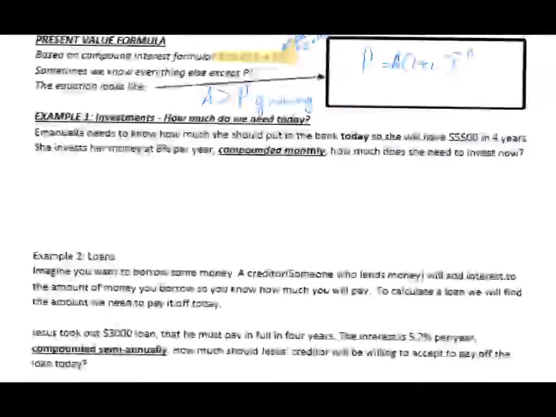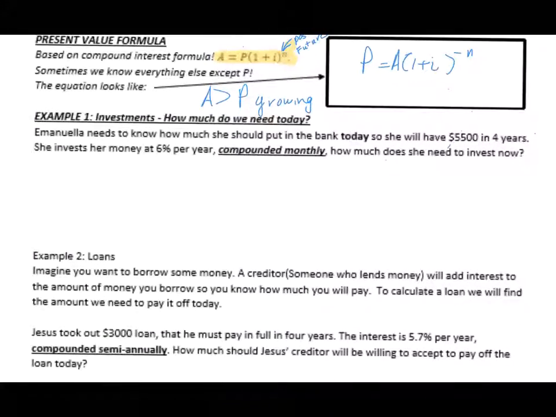So example 1. Emanuela needs to know how much money she should put in the bank today so she'll have $5,500 in 4 years. She invests money at 6% per year compounded monthly. How much does she need to invest now?